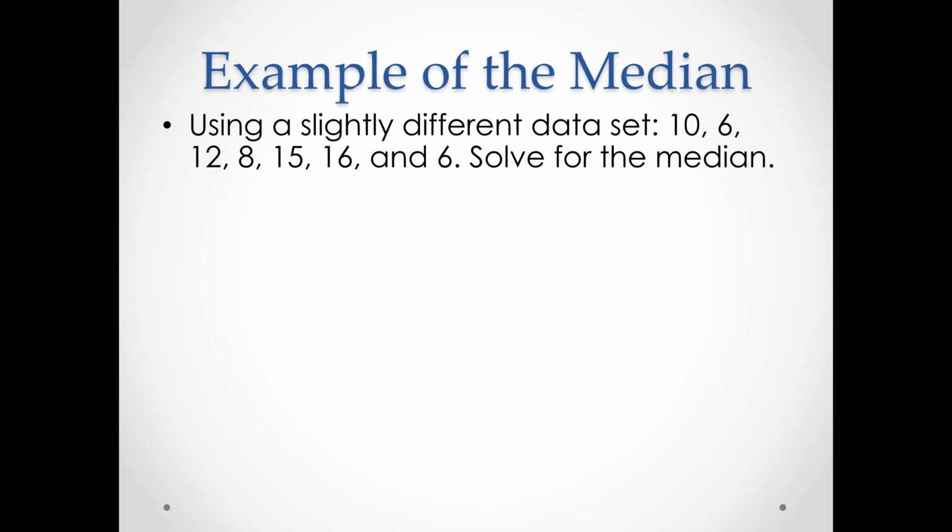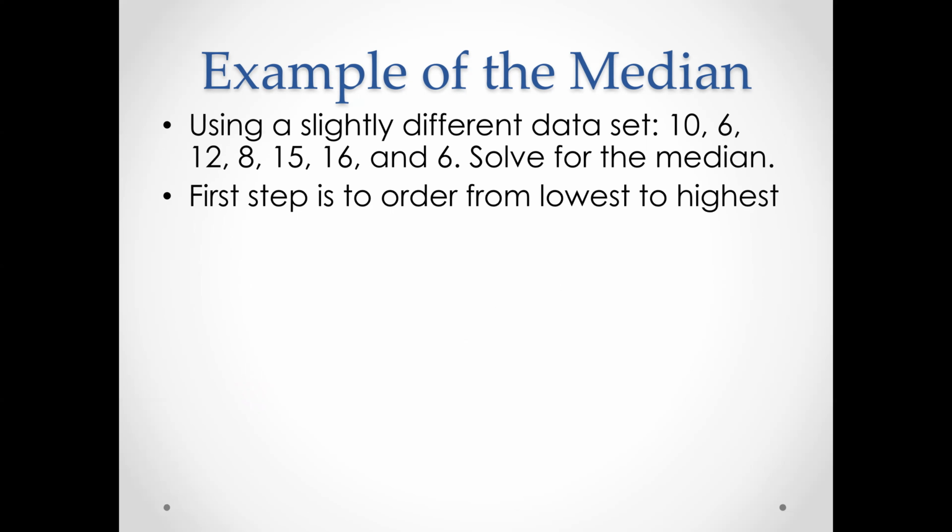Now another example of a median, I took out one of the numbers, so now instead of having 8, we have only 7 numbers. Again, we're going to order it from lowest to highest. But this time we have 7. So 7 divided by 2 is 3.5. So we go up to 4. So we count down 4, starting with the first number, 6. So we go 6, 6, 8, 10. And we stop, and that's the 4th one.